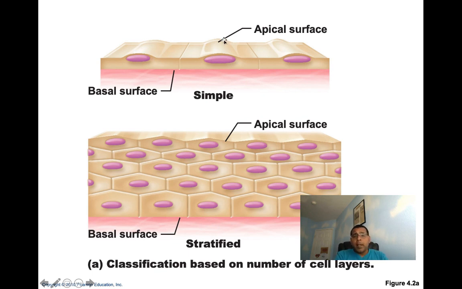I like to think of apical for attic. It's in the top. Okay? So if we're talking about, let's say, this down here, we can see the apical surface right up inside of here. So again, it's a surface that's exposed to the exterior or into the cavity of an internal organ.